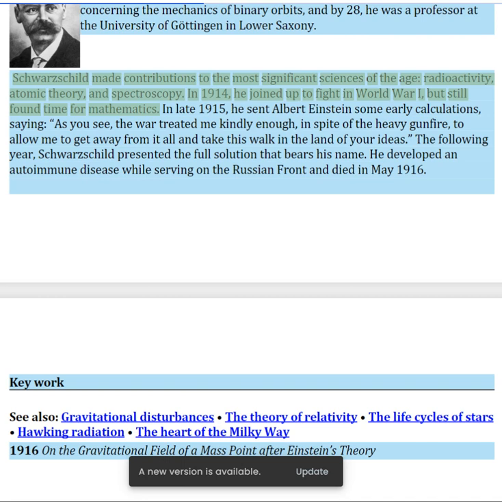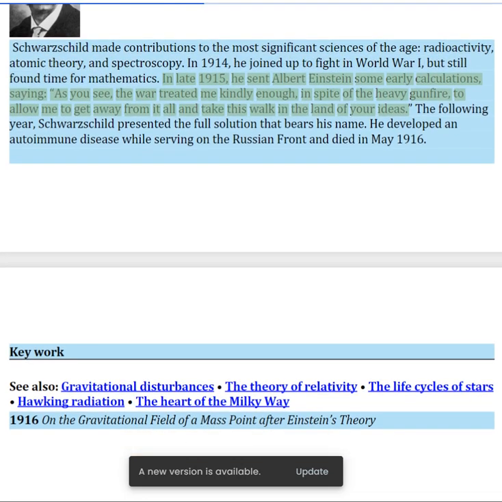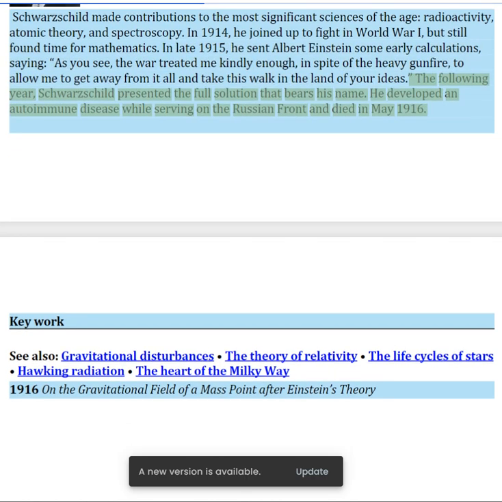In 1914, he joined up to fight in World War I, but still found time for mathematics. In late 1915, he sent Albert Einstein some early calculations, saying, "As you see, the war treated me kindly enough, in spite of the heavy gunfire, to allow me to get away from it all and take this walk in the land of your ideas." The following year, Schwarzschild presented the full solution that bears his name. He developed an autoimmune disease while serving on the Russian front and died in May 1916.